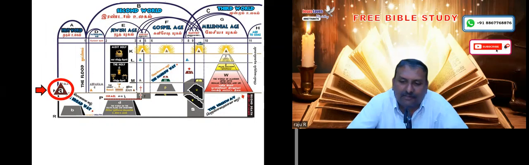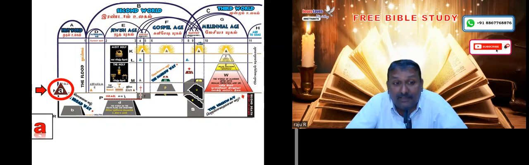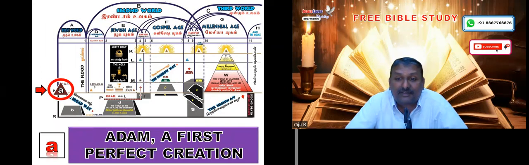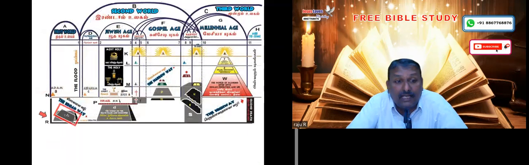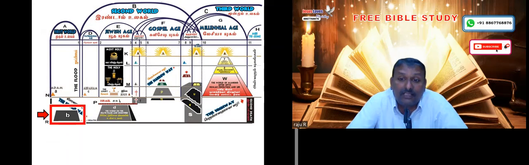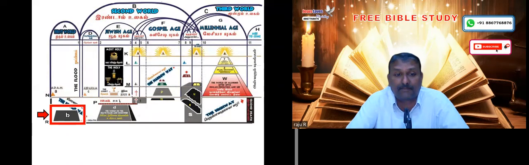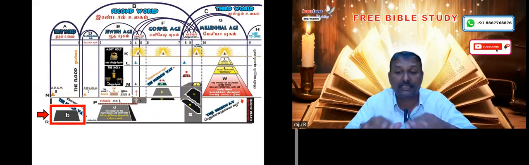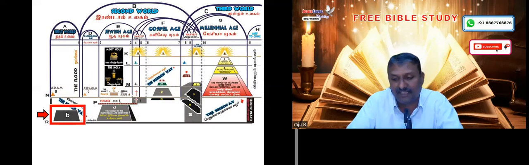Adam. Very good, brother. Perfect man, Adam. So it represents a perfect pyramid, a perfect structure. The first man, Adam. Now, portion B represents the fallen condition of the children of Adam. Adam was perfect, but his children's conditions are imperfect.